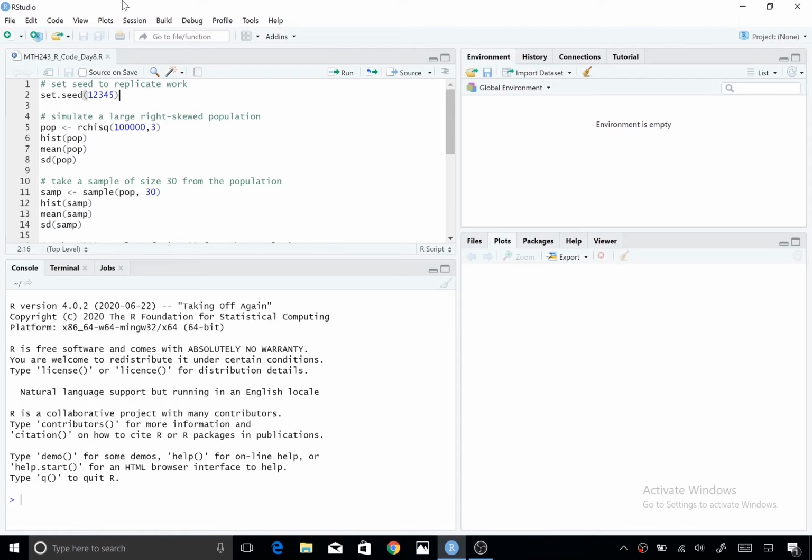Let's explore how the central limit theorem works. What I'm going to do is make up a population. Then I'm going to take a lot of samples from that population to see how the sample mean and sample standard deviation behave. According to the central limit theorem, the distribution of the sample mean should be approximately normal. Its mean should be the population mean, and its standard deviation should be the population standard deviation divided by the square root of the sample size.